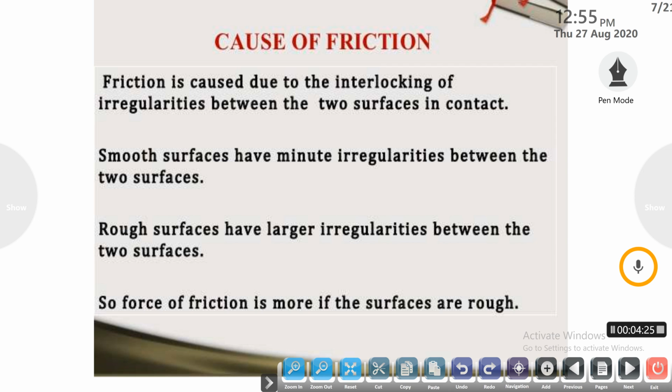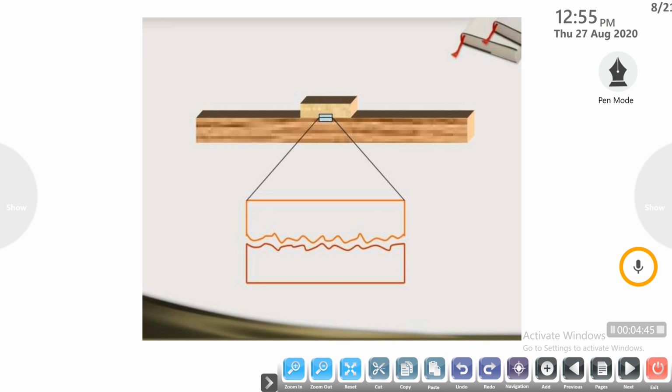Smooth surfaces have very few irregularities between the two surfaces, so the amount of friction is very less in smooth surfaces. In contrast, rough surfaces have very large irregularities between the two surfaces, so the force of friction is more in rough surfaces as compared to smooth surfaces. These irregularities, this interlocking between the two surfaces, cause the force of friction to act.